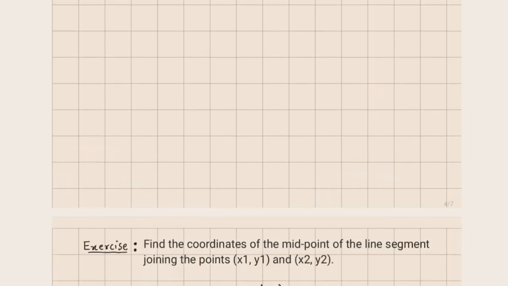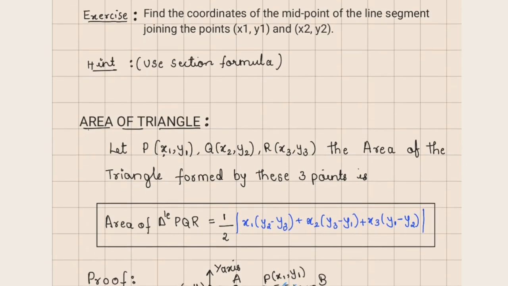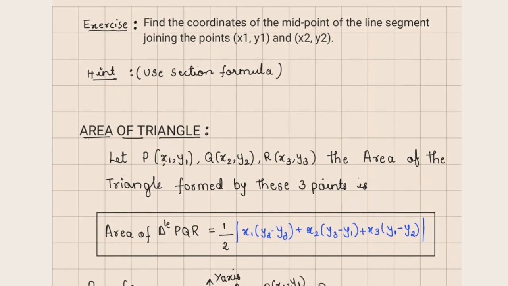One more thing you have learned. Here is a simple exercise for you. Find the coordinates of the midpoint of the line segment joining the points x1 comma y1 and x2 comma y2. So we need to find a midpoint. What does midpoint mean? It divides equally, so its ratio will be 1:1. So apply the section formula and find the point.